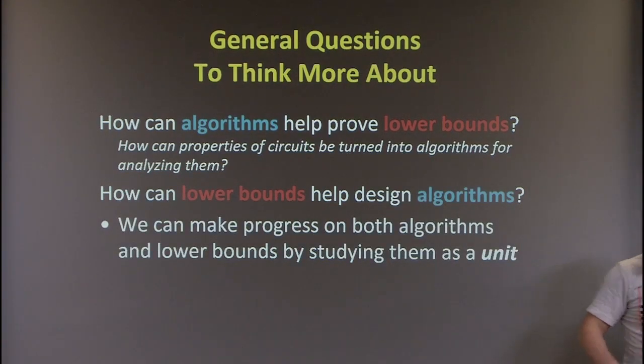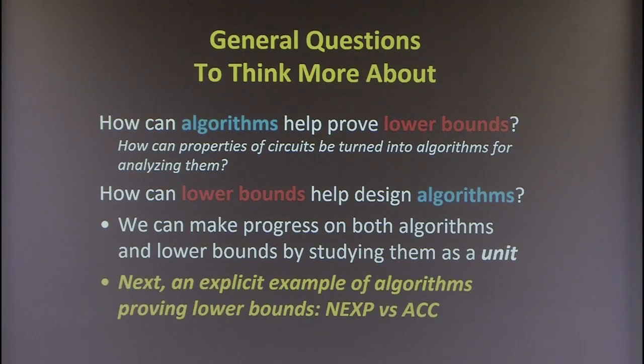And so the whole thesis here is that we can make progress on both algorithms and lower bounds by studying them as a unit, not as two separate things, but as things that naturally relate to each other. When you prove a lower bound in one way, it can give you an algorithm for a different kind of thing. And they seem much more related than the artificial boundaries we've drawn. Then in the next lecture, I'll give you an explicit example of this in hopefully lots of detail, namely the proof that NEXP is not in ACC. Okay, I'll stop here for today.